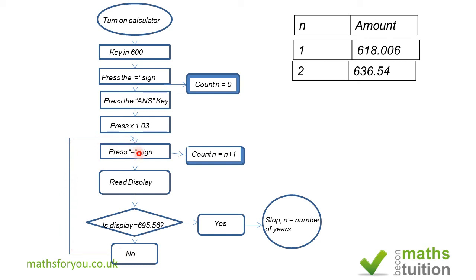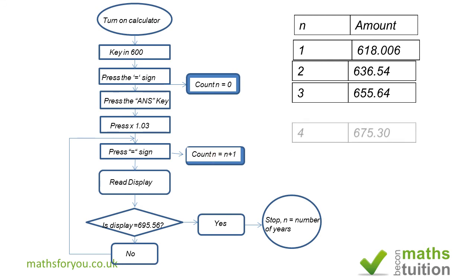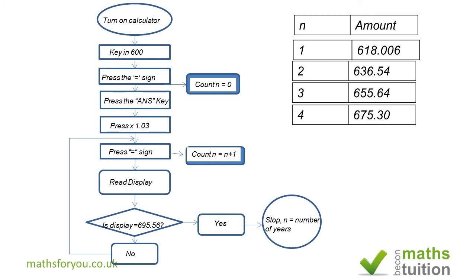Then you press the equal sign again. Having pressed the equal sign, the count will now be 2 plus 1, which is 3, and you get £655.64. You then ask yourself, is this equal to 695.56? The answer is no. You go back on the loop, and you press the equal sign again, and this time around n will be 3 plus 1, which is 4, and the display is 675.30. Is that equal to 695.56?